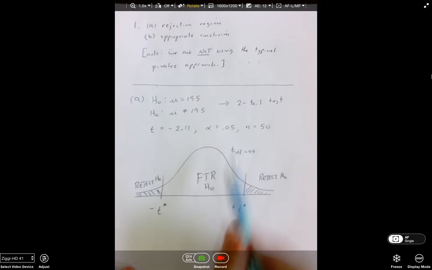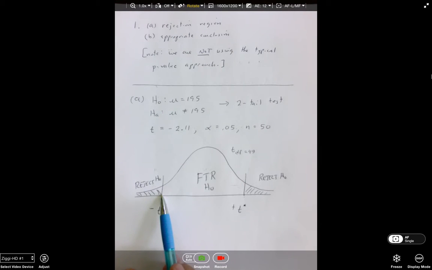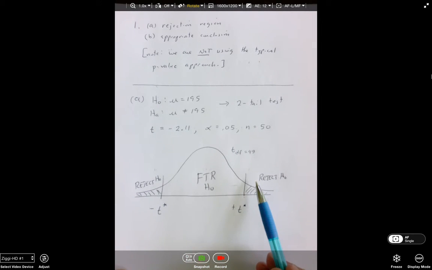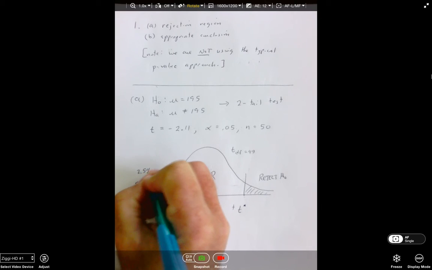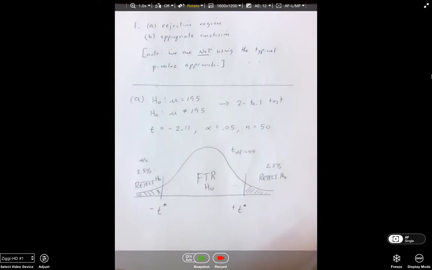Well, guys, we have to go to our alpha here, and our alpha defines the percentage of the area under the curve that we give to the reject area. So this is saying that we have 5% of our area under this curve that we're giving to the reject. Since we have half of it here and half of it there, we have to put 2.5%, or alpha over 2, in each tail.